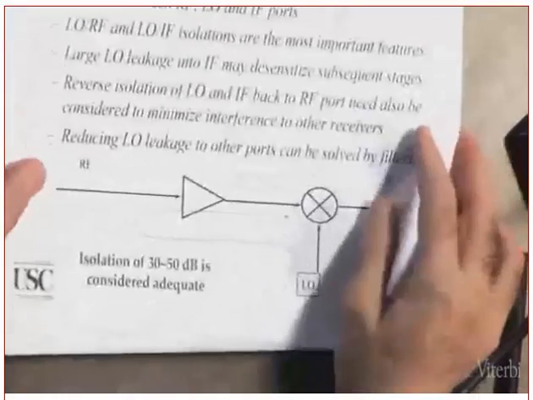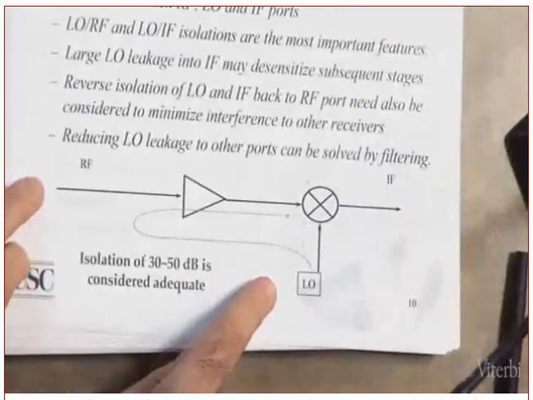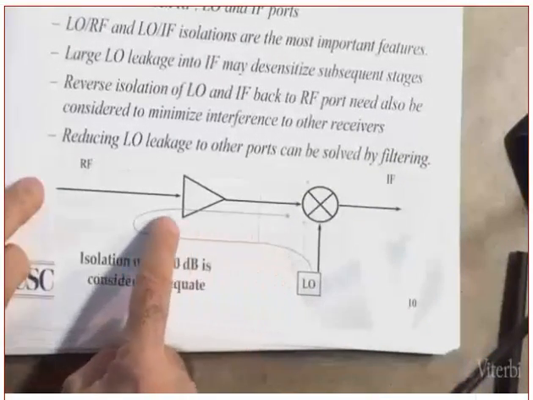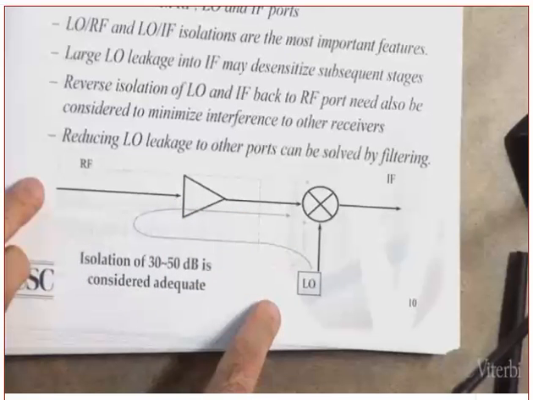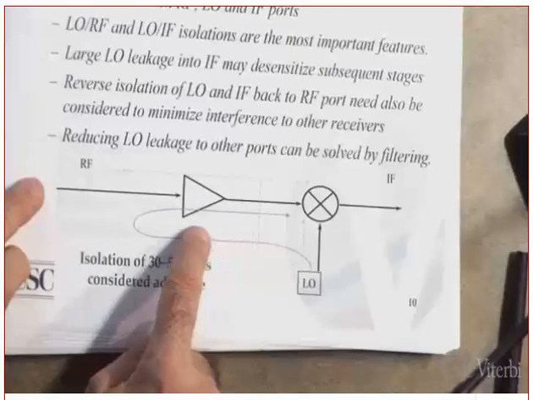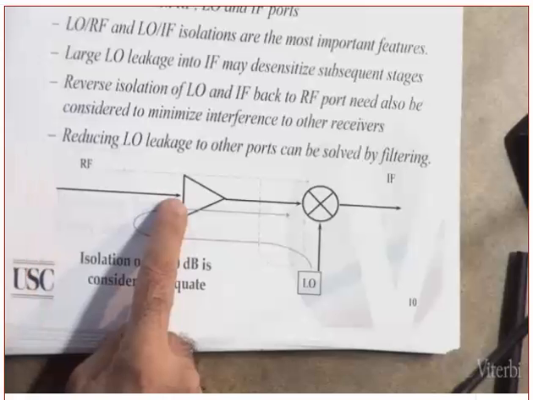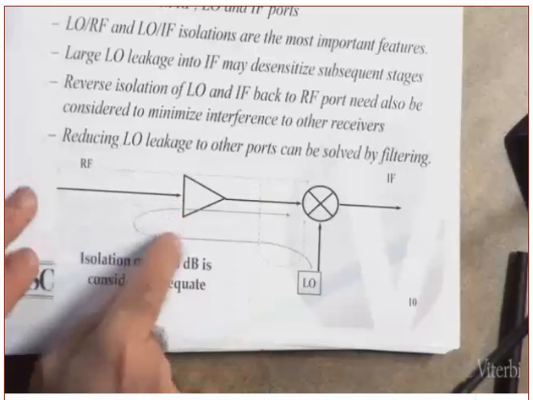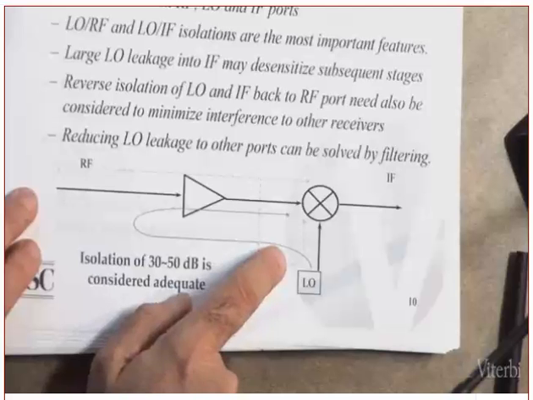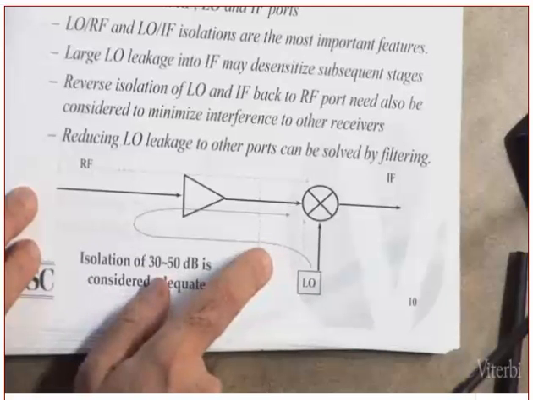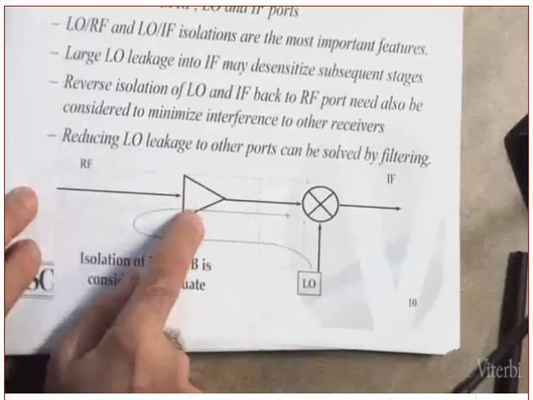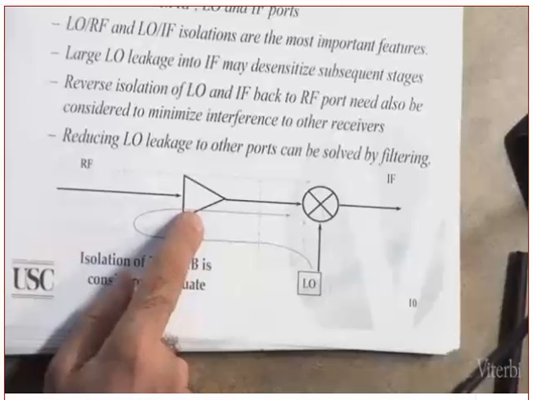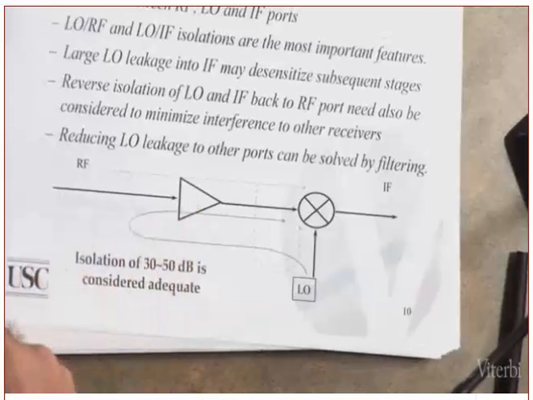Okay. The isolation, we already know. I just explained it to you. There is, by the way, one major problem with the isolation when you have something like this. This is a leakage from the LO all the way to the input of the low noise amplifier. Why is this one serious? Because this one is strong to begin with. And you are gaining it, you are amplifying it. And then what?